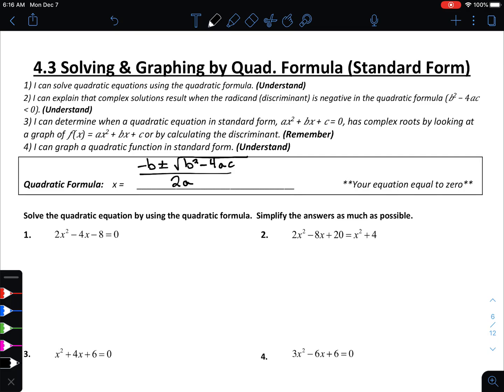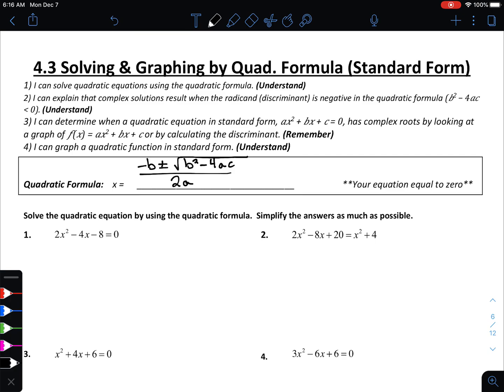Factored form works out really nice, especially if you can factor, pretty easy to solve that way. Obviously we saw in 4.2 that completing the square is a little bit more difficult and sometimes becomes very difficult depending on your coefficients. And so this is kind of a last resort.